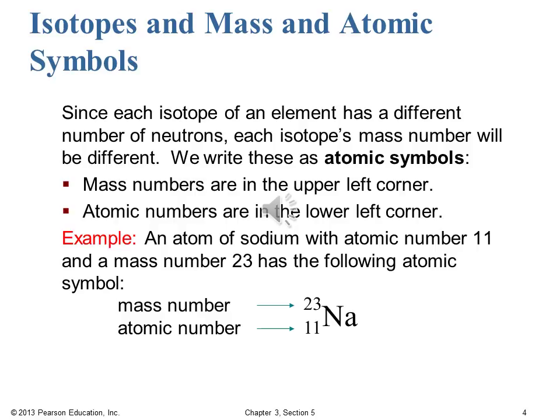So here's an example where we see an atom of sodium with atomic number 11. That's sort of redundant, right? If it's sodium, obviously it has an atomic number of 11. But the key piece of information we've added to the element symbol is this mass number of 23. So if we're dealing with a mass number of 23, well, that means we must have 12 neutrons, right? 23 minus 11 equals 12. And that means that we have an isotope of sodium that has 12 neutrons.